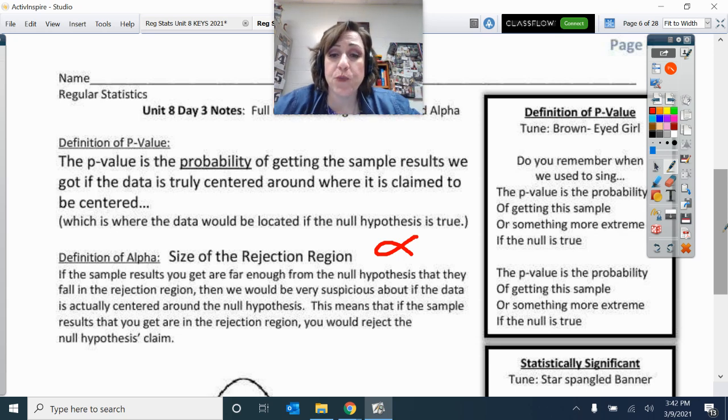Alpha is represented by this little symbol here, okay? That is the Greek letter alpha, the first letter in the Greek alphabet. And that is going to represent in statistics what's called the size of the rejection region. So if we get a sample that is in that rejection region, we would reject the claim. So let's get a concrete example in mind.